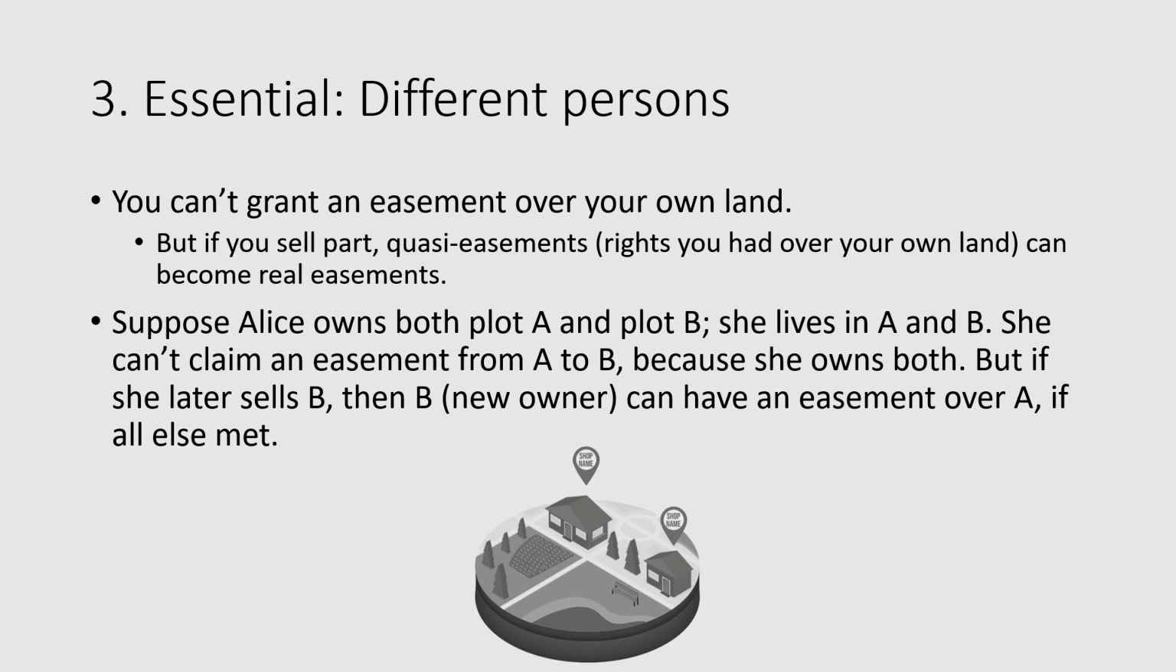So for all the time being that she owns both plots of land, A and B, she can't really claim an easement. Only if she then later decided to sell one of those two plots, then that's where we can finally realize any easements.